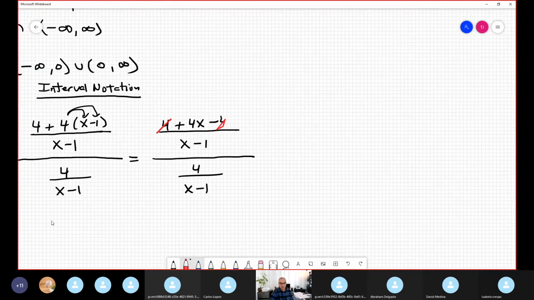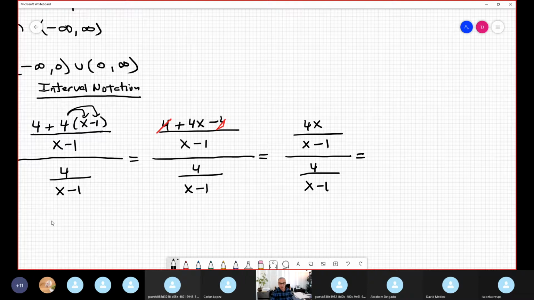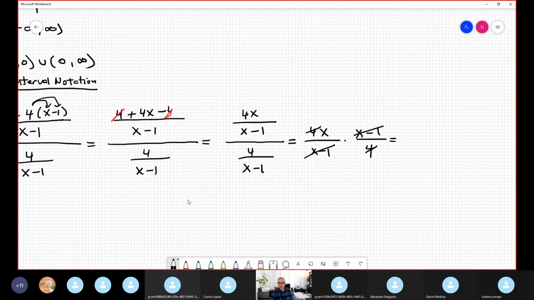Now we have 4x over x minus 1 divided by 4 over x minus 1. In this case, we have one more time a complex fraction. You copy the first exactly the same and flip the second. And this is cancelled one more time, and this 4 is cancelled again, and one more time we have the identity function.